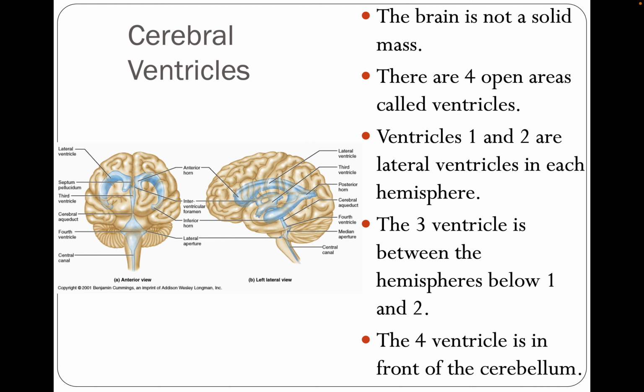The brain is not a solid mass. There are four open areas called ventricles. We can see the ventricles here. This is a ventricle, this is a ventricle. Ventricles 1 and 2 are lateral ventricles in each hemisphere, and these are the 1 and 2. The 3rd ventricle is between the hemispheres below 1 and 2, and that's it right there. And then 4 is in front of the cerebellum, and that's it right there. 4, 3, 1, and 2.